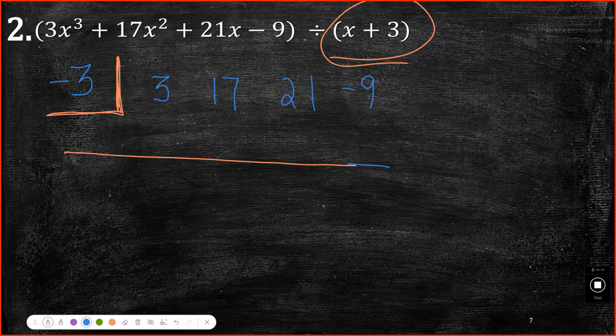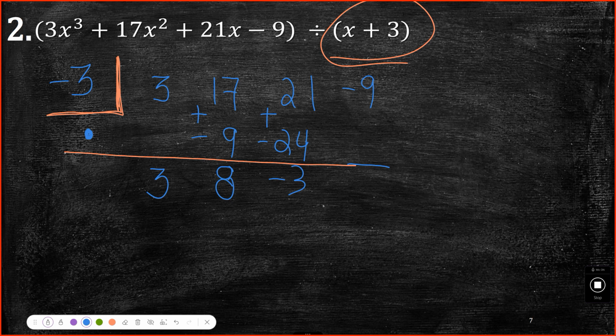The first number drops to the bottom of the line, the big line here, 3. And then we multiply. -3 times 3 is -9. And then we add down: 17 plus -9 is 8. -3 times 8 is -24. Put it on top of the line, add down, -3.